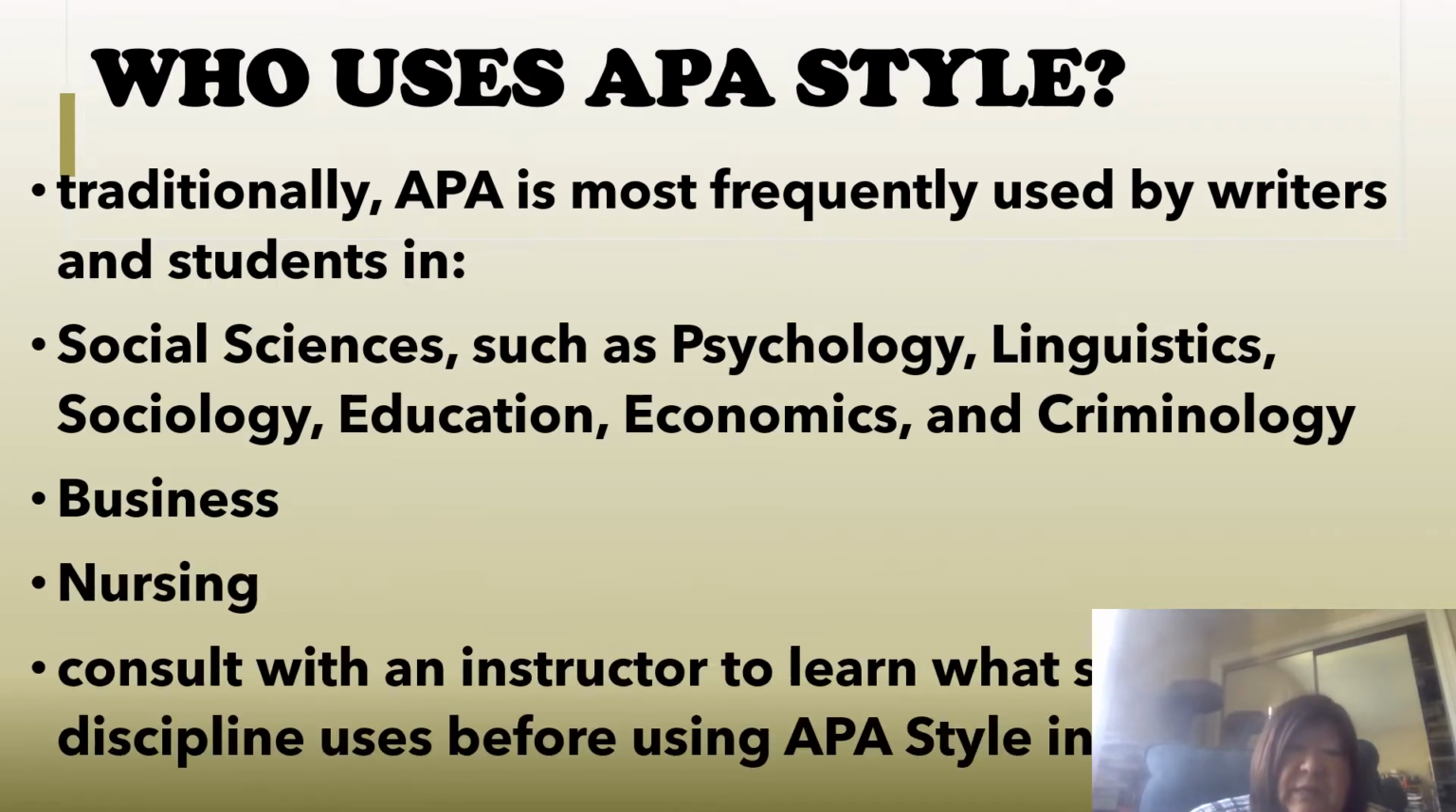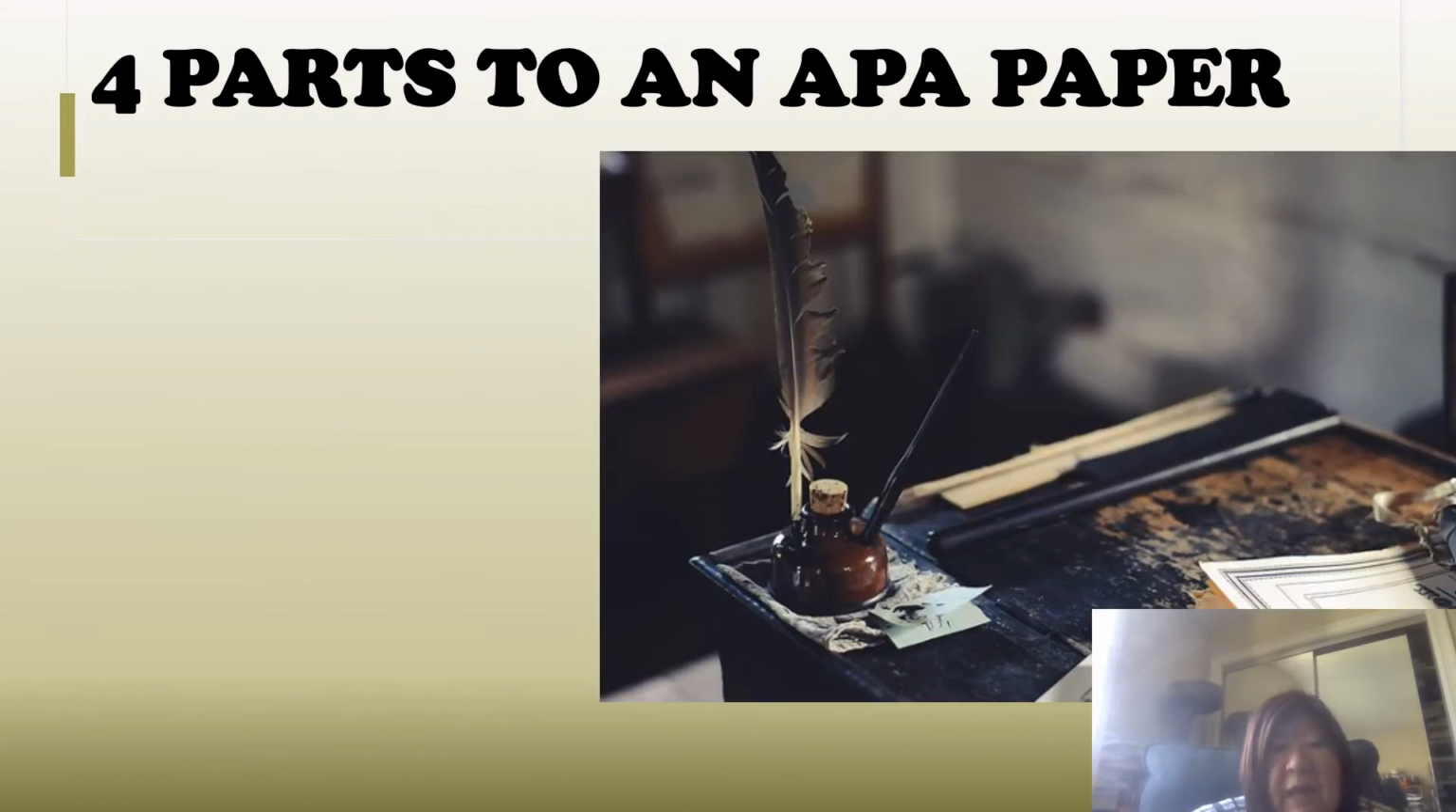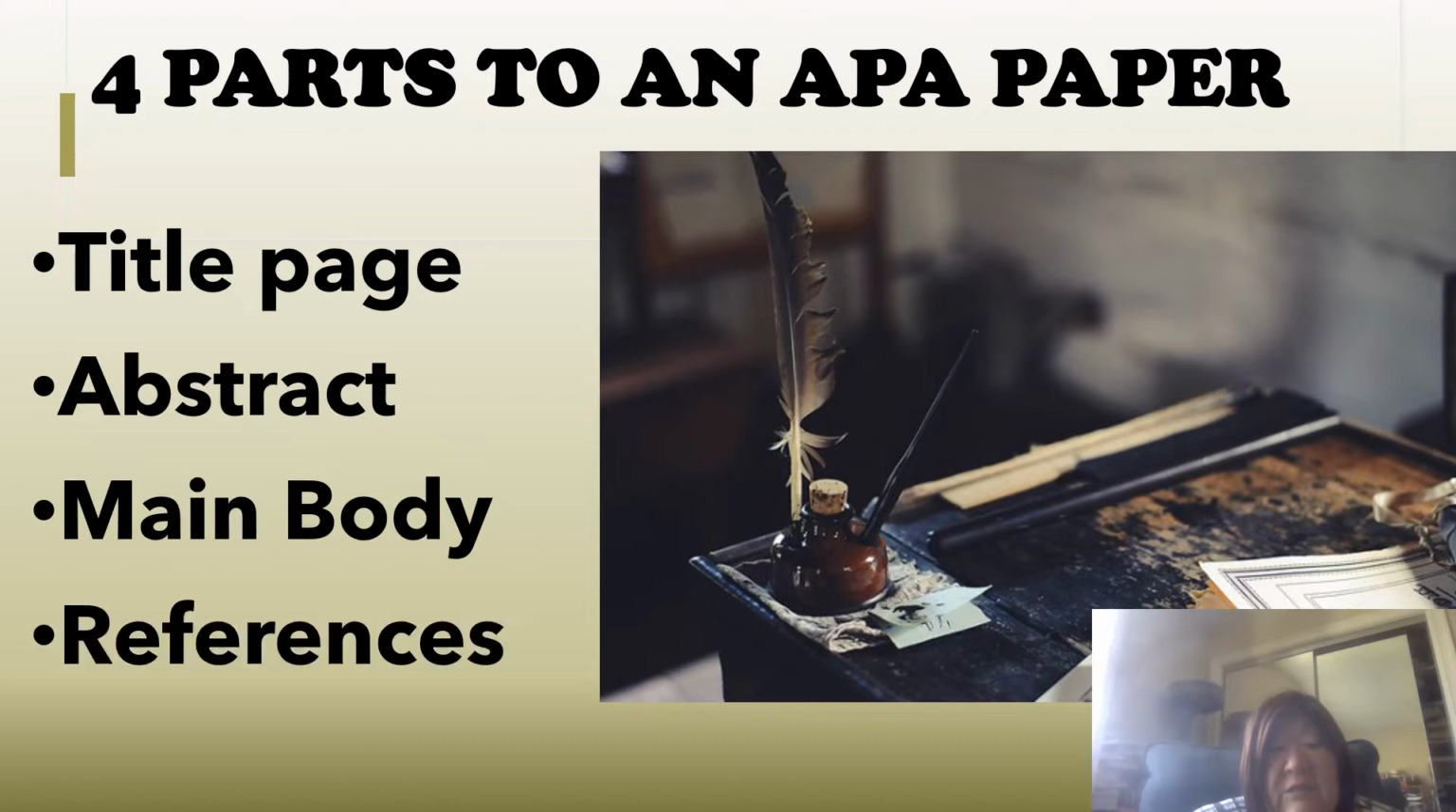Who uses it? You don't need to know that. Here's the part where your class needs to know. There are 4 parts to an APA paper, and I would expect your research paper to have a title page. You do not need to do an abstract. You do need a main body, and you do need references.